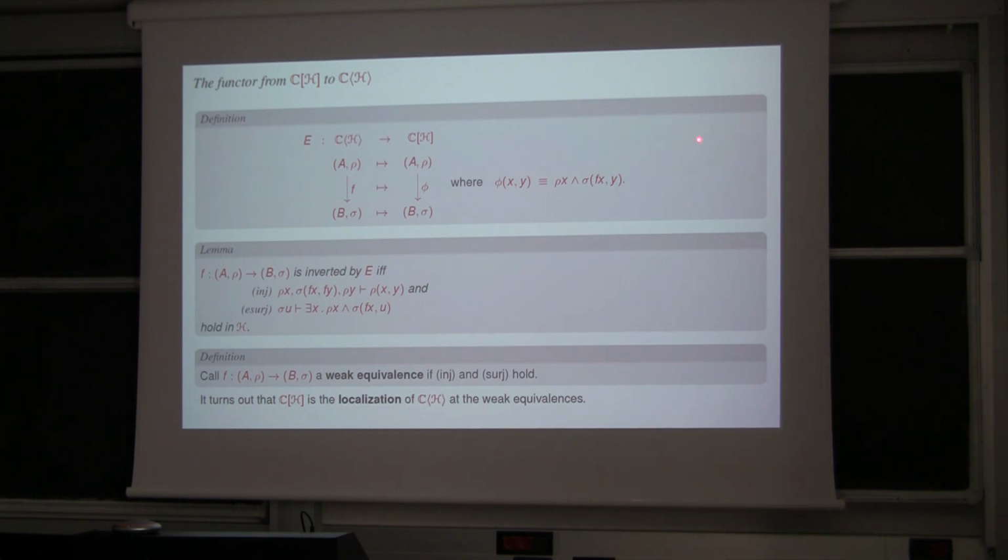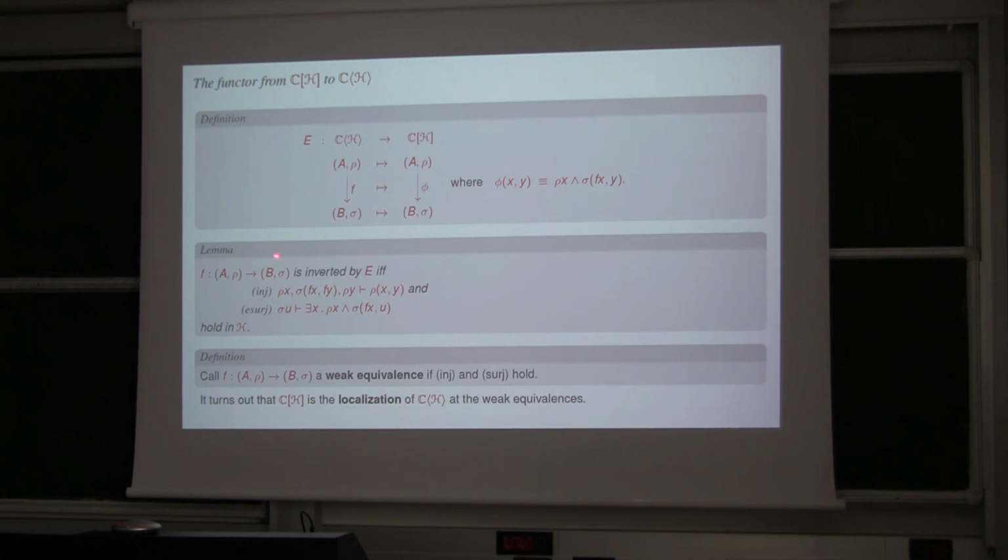So that's the obvious thing, and then one can show that a morphism in the descent quotient completion is inverted by this functor if and only if it is internally injective and essentially surjective. So f is injective internally means that if I have two, let's say elements, so these are abstract variables that I'm trying to call elements, if I have two elements of A that are in the support of rho and their images are related by sigma, then they already have to be related by rho. So that's how you write essential injectivity in this setting. And essentially surjective means that if something is in the support of the codomain, then there exists something in the support of the domain that is mapped to something equivalent to it.